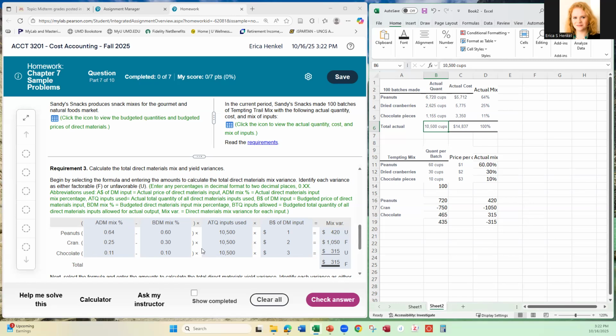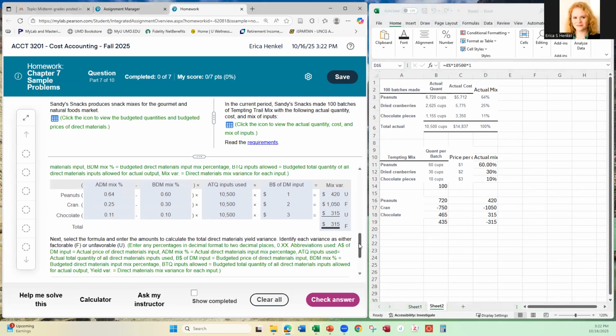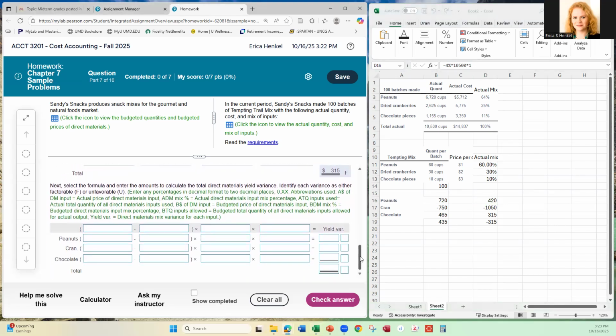So we used a higher percentage than estimated. So 420, that calculation ended up being unfavorable because we used more than expected. Here we used less than expected, so that's favorable. And then here we, again, actual was more than budgeted, so again, unfavorable. So just quickly recapping where those numbers came from.